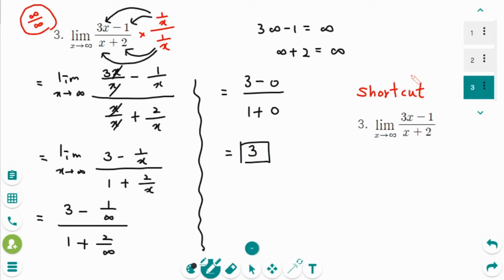There is also a shortcut. When you see a question has an infinity over infinity format, just take the highest power of x in the numerator and the denominator. In this question, it's 3x and x. You don't need minus 1 and 2. Therefore, 3x over x, which is 3. There is the answer.